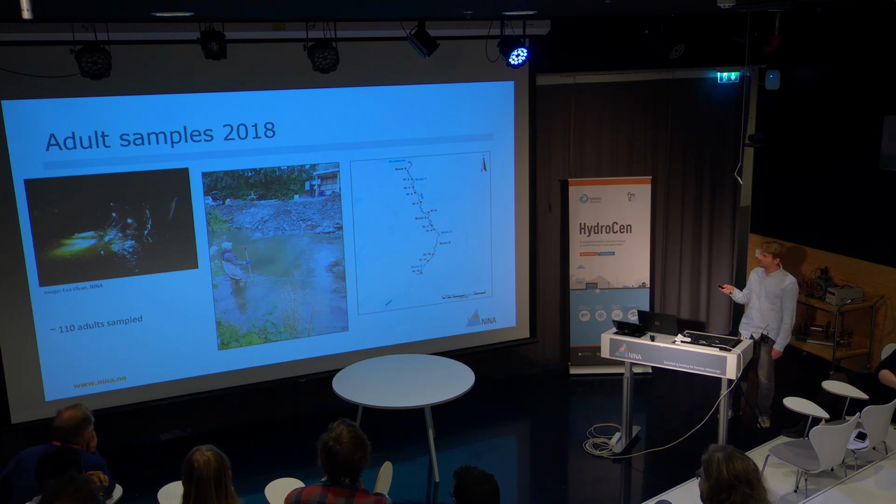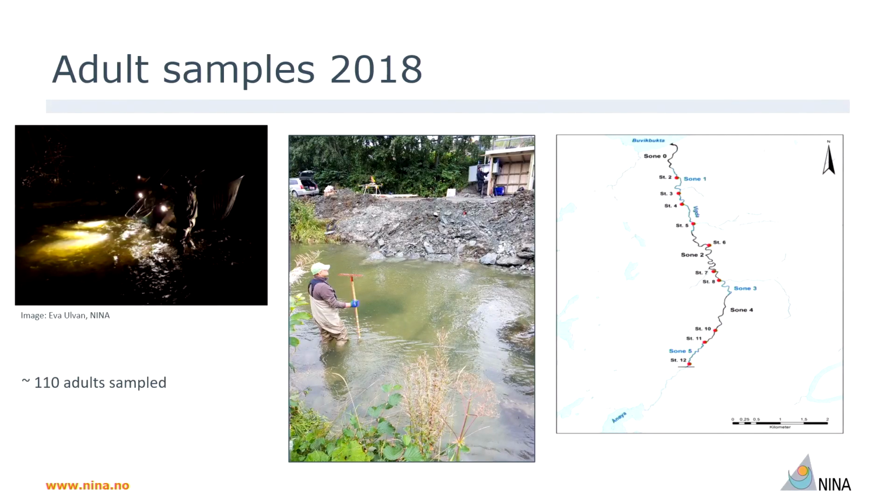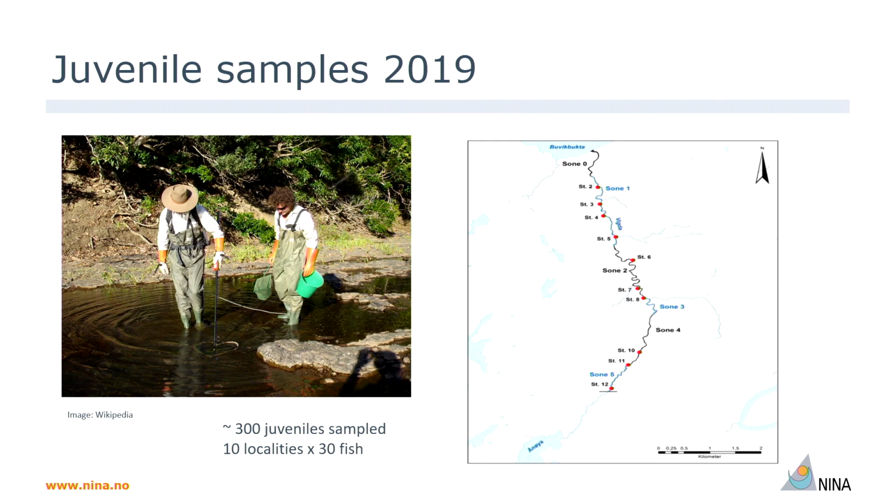Adults have been sampled in 2 ways in 2018. During conventional counts, some fish have been caught and scale samples have been collected. And a second method was that small fish have been marked with electronic tags, released in the river, and when they come back as adults, they are registered by this antenna in the river. And because samples of those fish have been collected, we know which adults came back, and we can genotype these adults without catching them. Juvenile samples have been collected the year afterwards by electrofishing, and in total 300 juveniles have been collected at 10 stations in the river, 30 fish at each station.